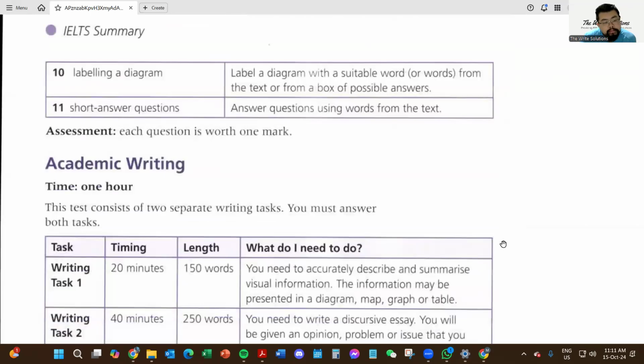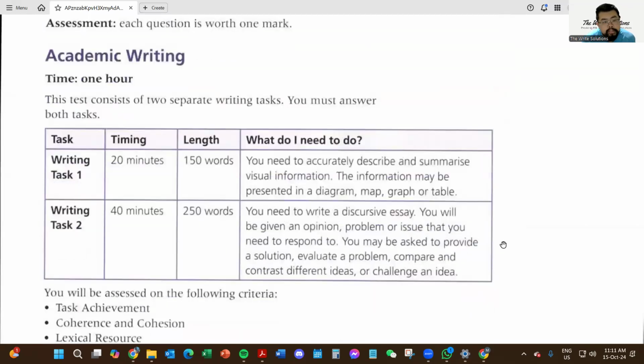So academic writing. This test consists of 2 separate writing tasks. You must answer both tasks. Again, we're going to take a look at that again on the free workshops.